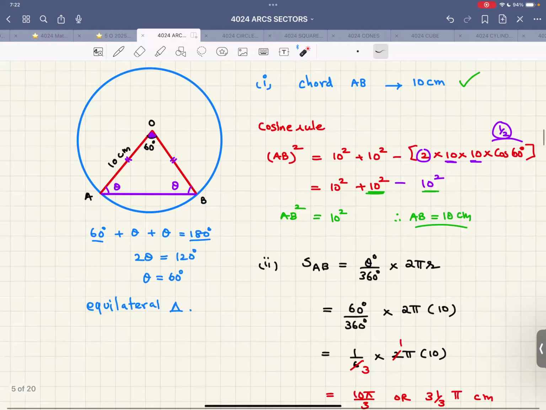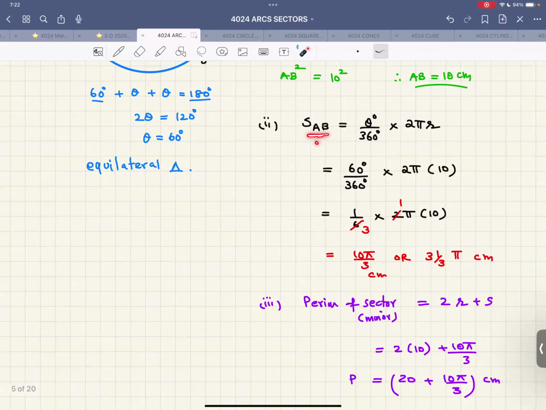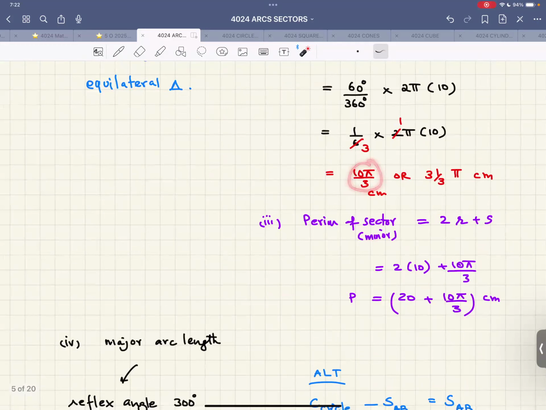Now, technically, I don't need to use this. Why? Because if an isosceles triangle is here and this is 60 degrees, aren't these two also 60, 60? Because these two are equal because of isosceles. This thing is 60, so theta plus 60 is 180. Theta is 60. So this isosceles actually becomes an equilateral triangle. So if this is 10, this is 10. Naturally, this is also 10. Now, this arc length AB is theta over 360 times 2 pi r, 60 over 360 times 2 pi times 10. I am working in terms of pi.